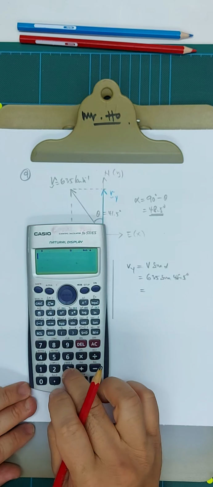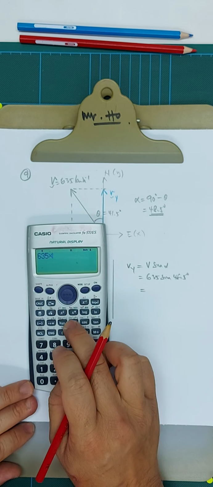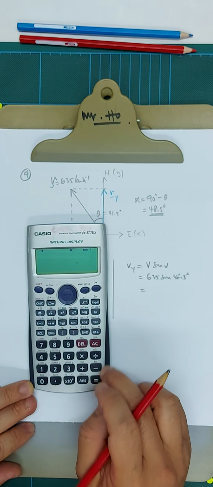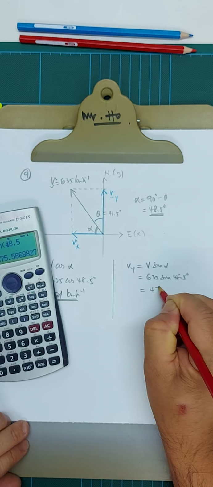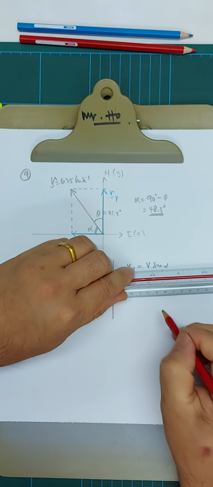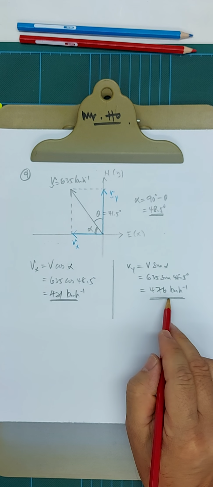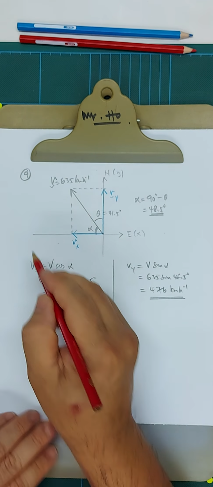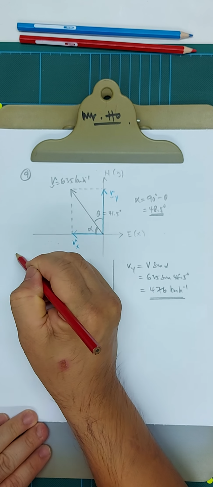Let's see what do we get here. 635 multiply sine 48.5. Okay, so now it is 476 kilometer per hour. Every hour it travels that many kilometer northerly and westerly. Okay, so there is A, first part.